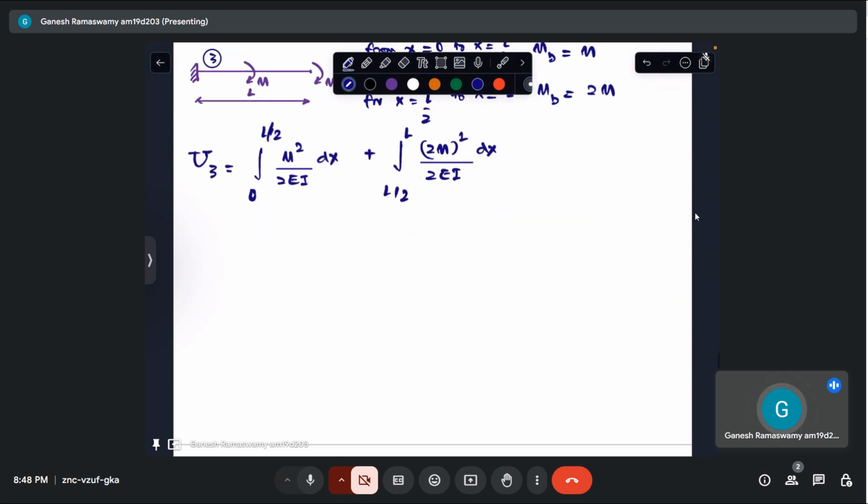So let us quickly simplify this. This gives me M squared by 2EI times L by 2, so this will be 4EI, plus 4M squared by 2EI into L by 2. So the 2 cancels out, so 1 plus 1 by 4, so this is 5 by 4. So U3 comes out to be 5 by 4 M squared L by EI.